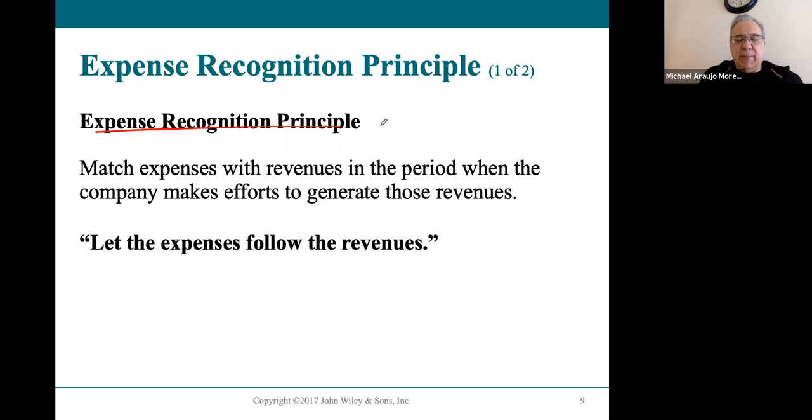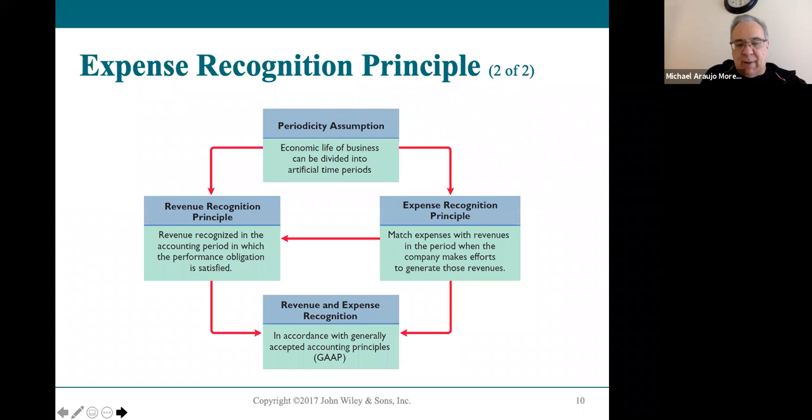So to be fair to expenses, there's an expense recognition principle as well. We have to match the expenses and the revenue in the same exact period of time. Again, the periodicity assumption is big with the income statement. We have to match things when they happened. And so the expenses need to follow the revenues on all these statements as well. So welcome to the world of GAAP, Generally Accepted Accounting Principles.